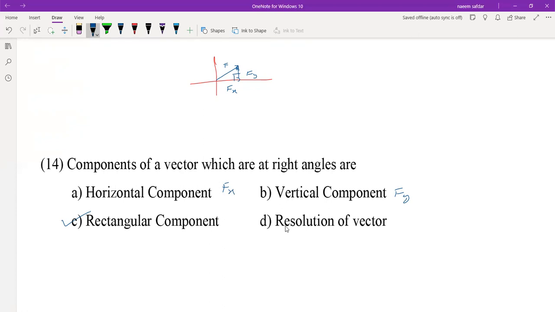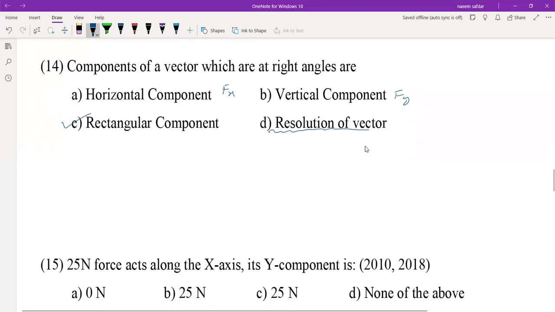And the process of splitting a vector into its components is known as resolution of vector. Resolution of a vector is a process. And the components we got after resolution are known as rectangular components. First is Fx, second is Fy.